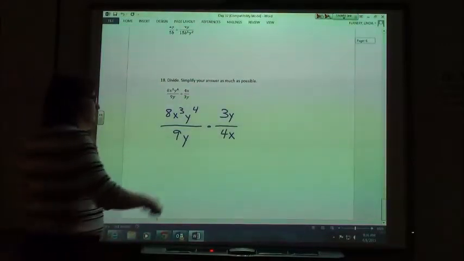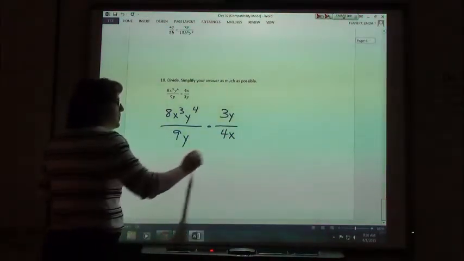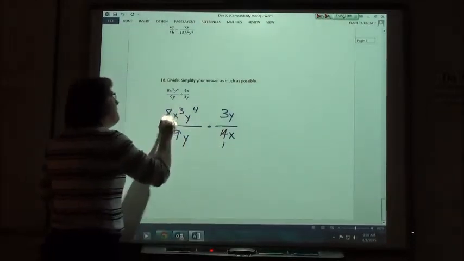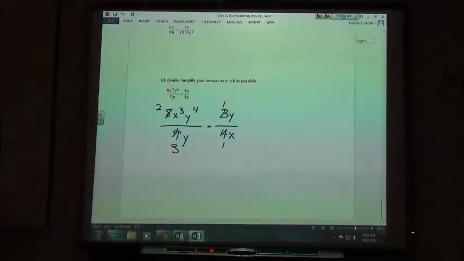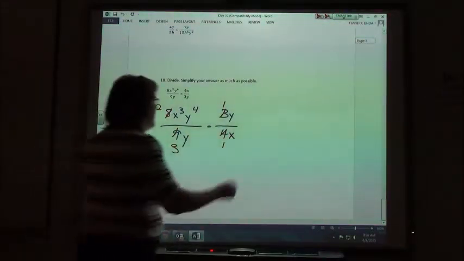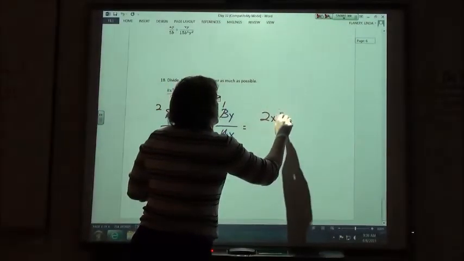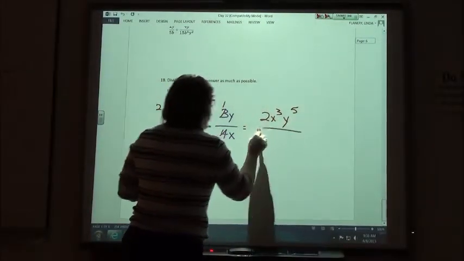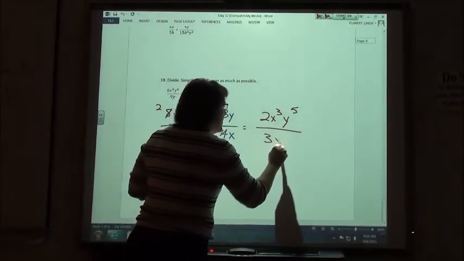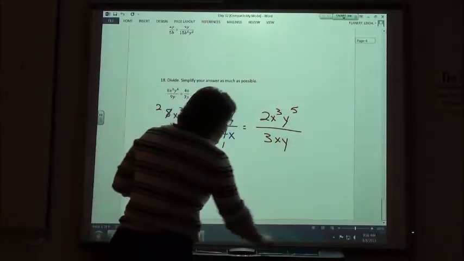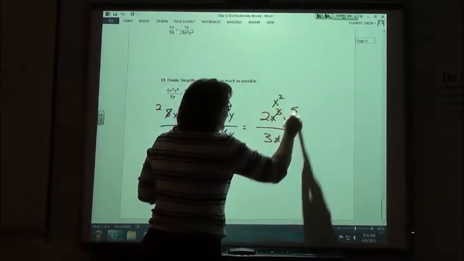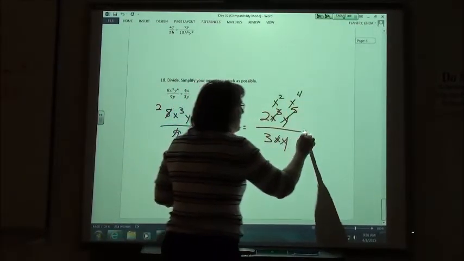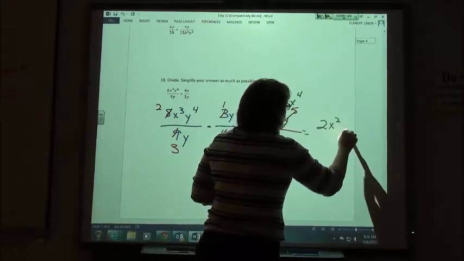2 goes into 4 twice, or 4 goes into 8 twice, and then 3 goes into 9. So we can cancel out 4 and we can cancel out 3's. So on the top we're going to have 2x to the third y to the fifth, and on the bottom 3xy. We can then cancel out 1x, 1y. And so our answer, 2x squared y to the fourth over 3.